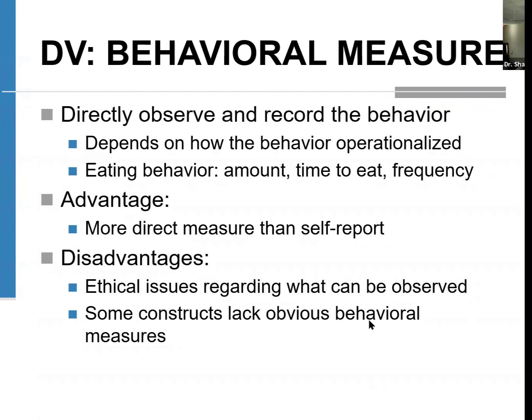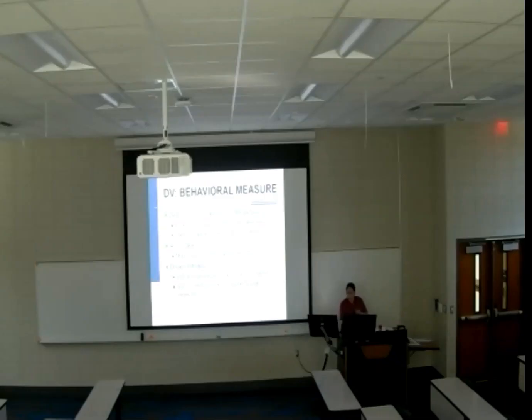Now, another issue is that some constructs lack an obvious behavioral measure. So think about our earlier example, what I mentioned earlier, I should say. I want to know how couples love each other, right? So psychologically, mentally, very easily, I can define what blood pressure is. I have reliable and valid instruments to measure blood pressure. In the psychology sciences, on the other hand, it is different from other sciences.